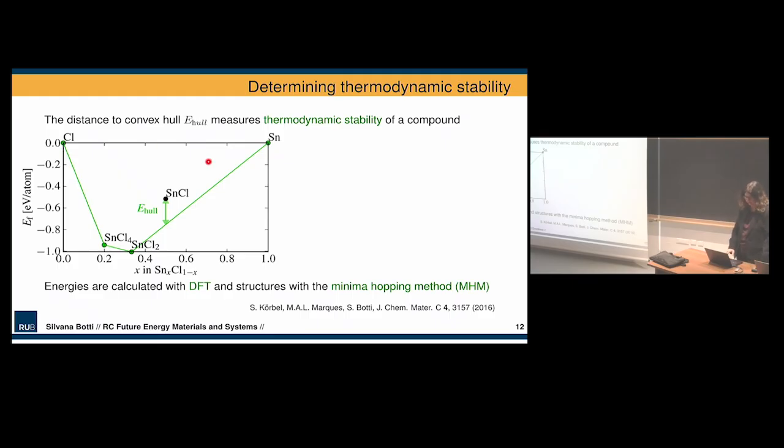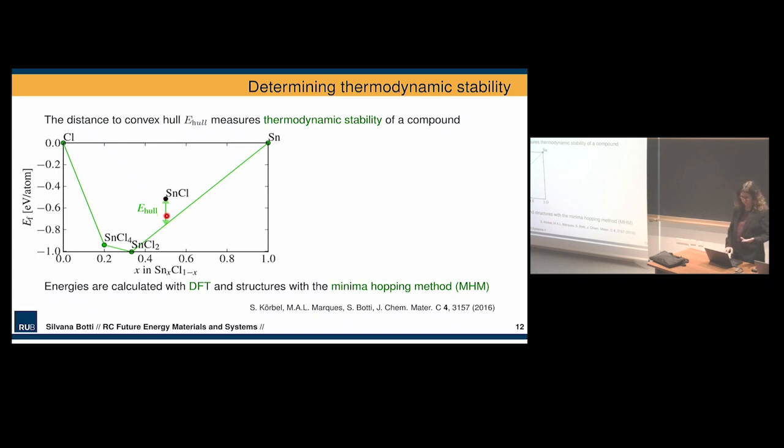But okay, here we are at 0 Kelvin, and you see that this green line is the convex hull, and it connects the stable, so the lowest formation energy structures, in this case, tin chlorine 4 and tin chlorine 2. And then you see from structure prediction, for example, we get this tin chlorine in a certain crystal structure. We actually can have more points here with different phases, so different crystal structures with different energies. And we can say this is not stable.